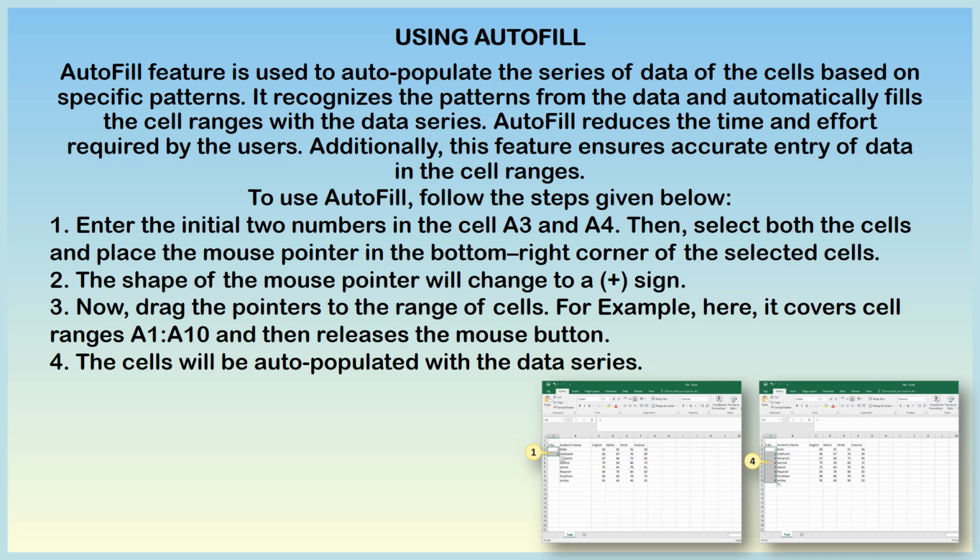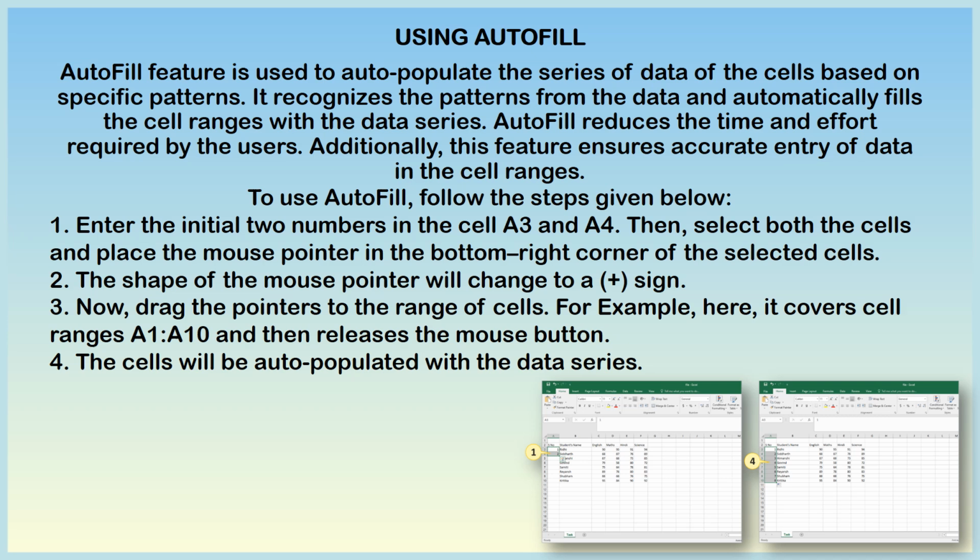1. Enter the initial two numbers in the cells A3 and A4. Then, select both the cells and place the mouse pointer in the bottom right corner of the selected cells. 2. The shape of the mouse pointer will change to a plus sign. 3. Now, drag the pointer to the range of cells. For example, here, it covers cell range A1 to A10, and then release the mouse button.